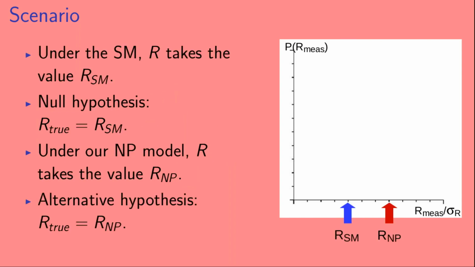Okay. So under the standard model, R takes the value RSM. So our null hypothesis is that the true value of R equals RSM. Under our new physics model, R takes the value RNP. So our alternative hypothesis is going to be that the true value of R equals RNP. So here in the plot, we've labeled RSM with the blue arrow and RNP with the red arrow.